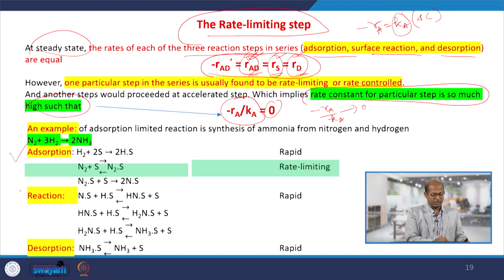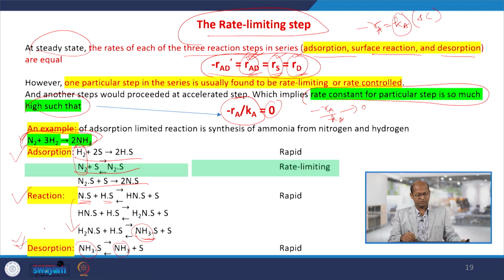Here, for ammonia production, nitrogen and hydrogen are the reactants and ammonia is the product. Here is one example. There is adsorption of hydrogen, adsorption of nitrogen, then nitrogen dissociation, then the surface reaction NS plus HS, consecutively, as step by step reactions. Ammonia production occurs, meaning nitrogen and hydrogen adsorption, then the surface reaction and ammonia production. The third step is desorption of ammonia. This way we can write reactions 1, 2 and 3.